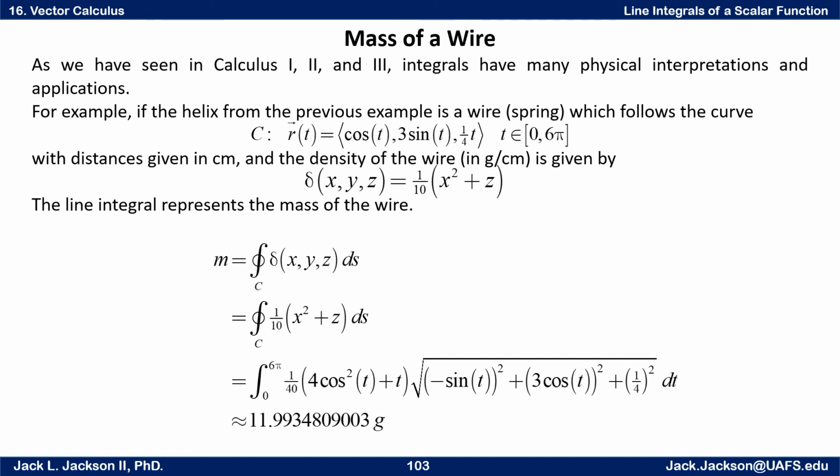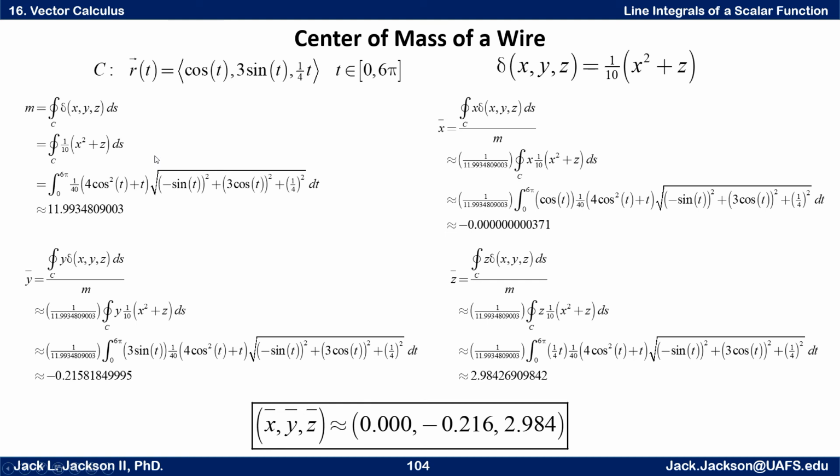Okay. Now, we can also find the center of mass of that spring. We need the mass here, and we need these moments to find x bar, y bar, and z bar. So if you look here, to find x bar, we basically take the mass formula, but instead of just the density, we do x times the density and do that line integral, then divide by the mass. It's not too hard to change that to x, which is replaced by cosine of t. Run that through a calculator, and you get close to 0, negative point, a bunch of zeros, and 371. So slightly negative according to this, basically about 0.